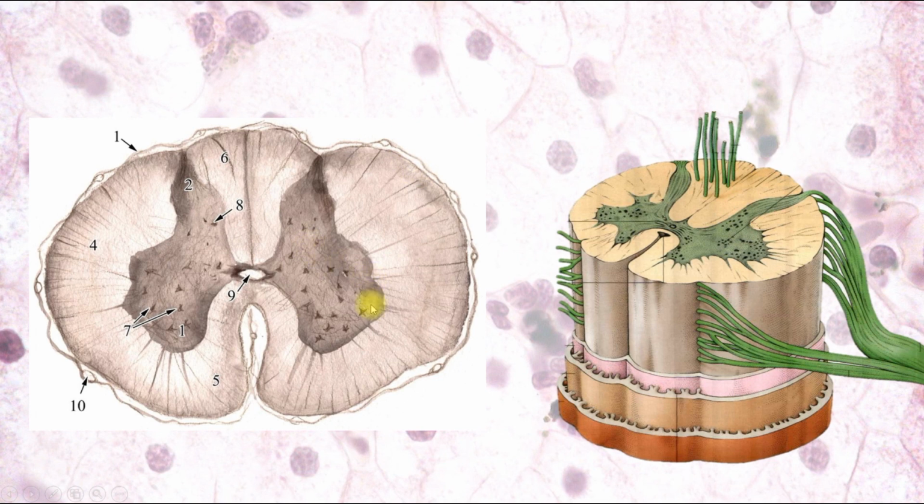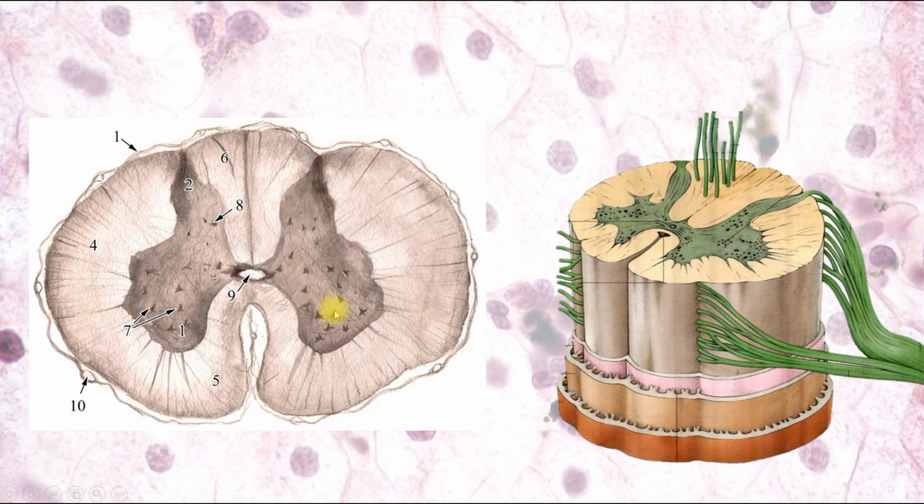So let's look at the gray matter of the spinal cord. It forms horns, anterior horns and posterior horns. Anterior horns in their functions are motor, and posterior are sensory. Here we can see the appearance of anterior horns and posterior horns. And in some segments of the spinal cord we have also lateral horns. They aren't so well developed, and they belong to the autonomic nervous system.